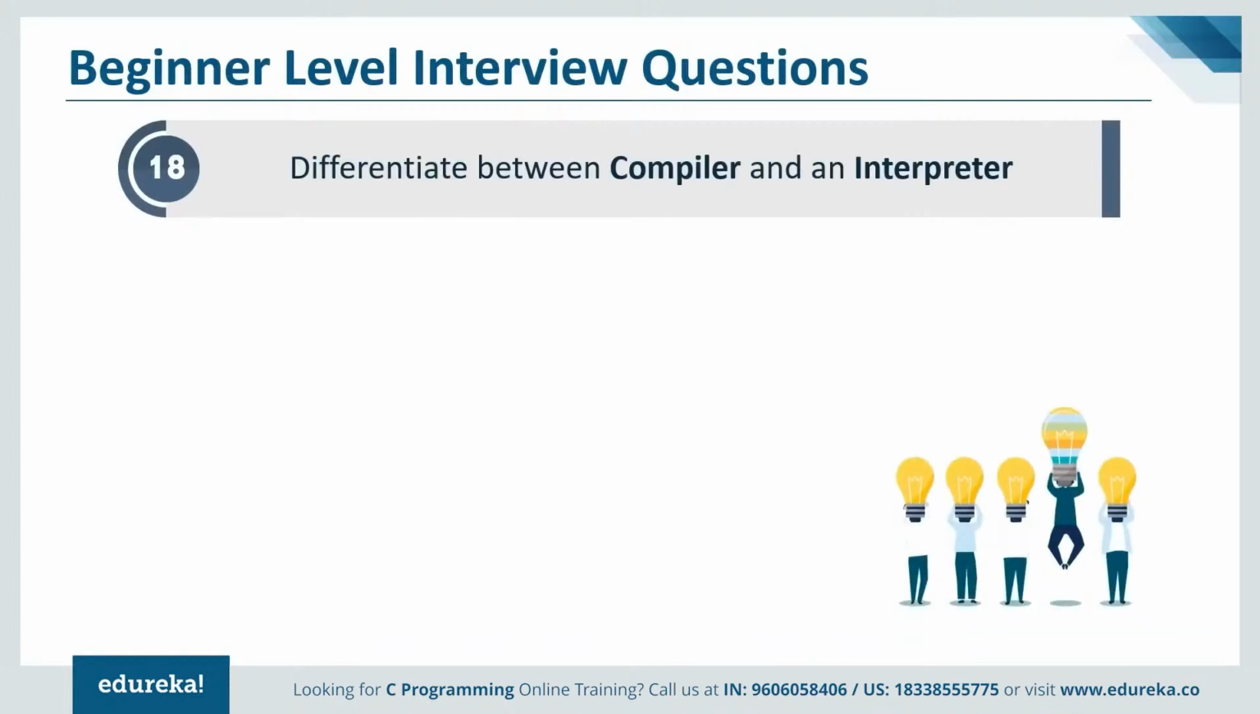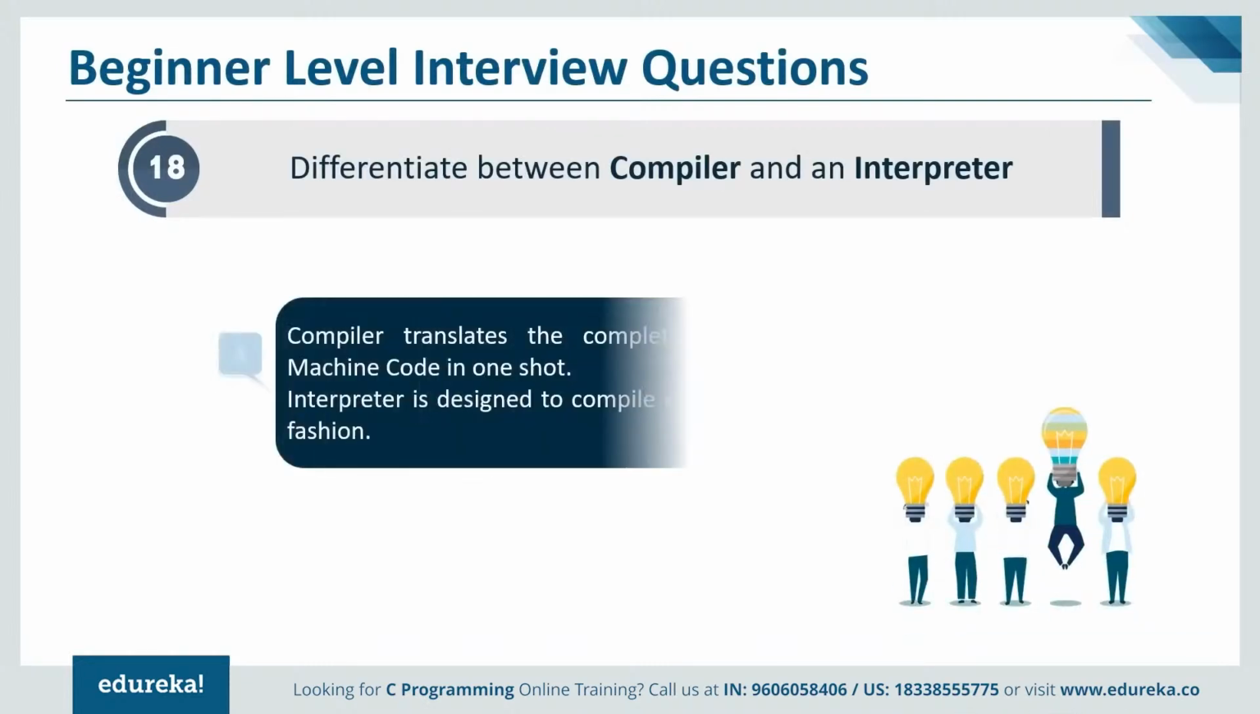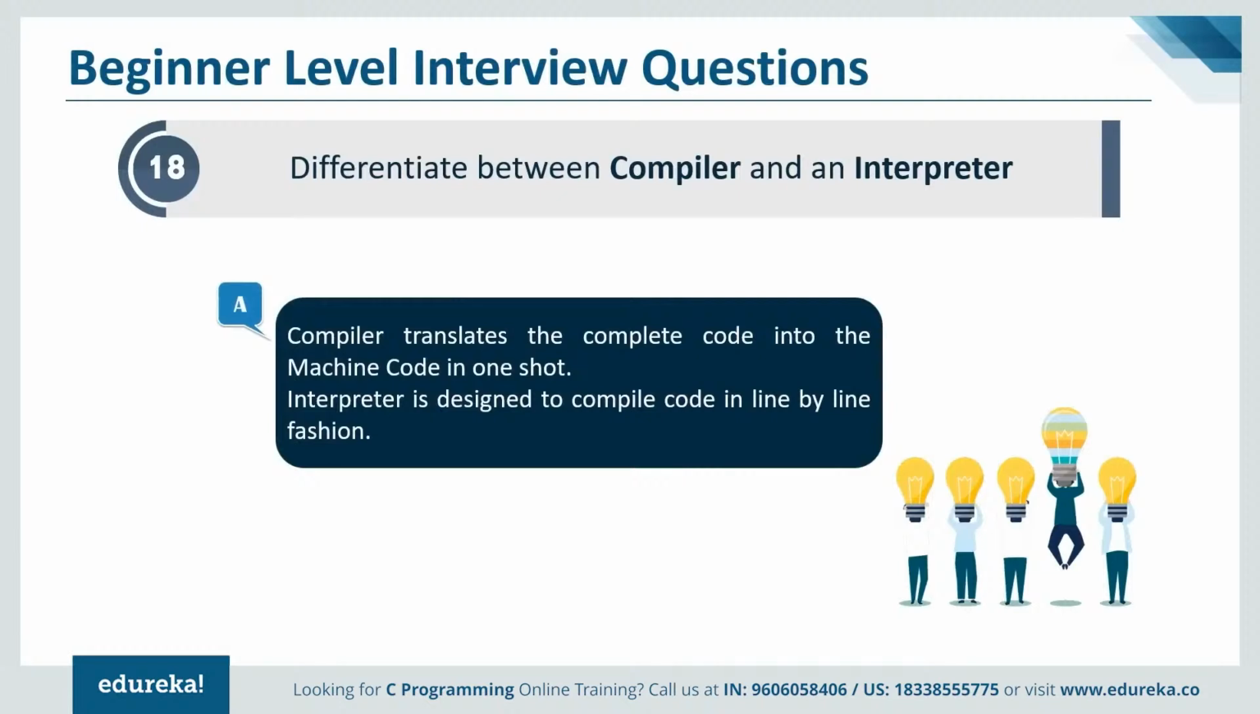Differentiate between a compiler and an interpreter. Now the compiler is used in the C programming language to compile the code and translate the high-level program into a low-level program so that the machine can understand it. And followed by that we have an interpreter, which is basically used in high-level programming languages such as Java.